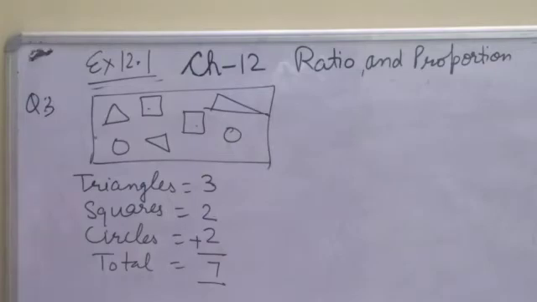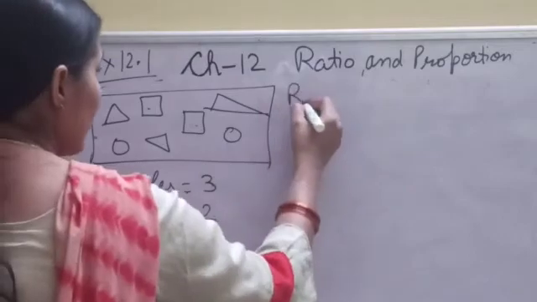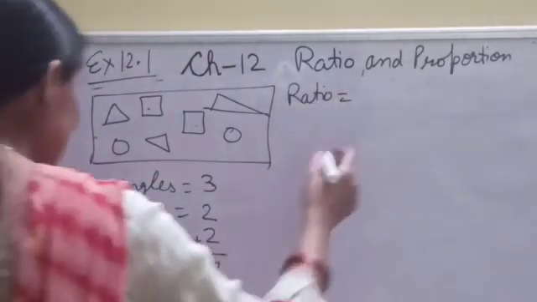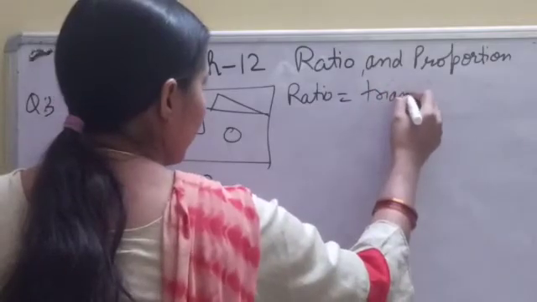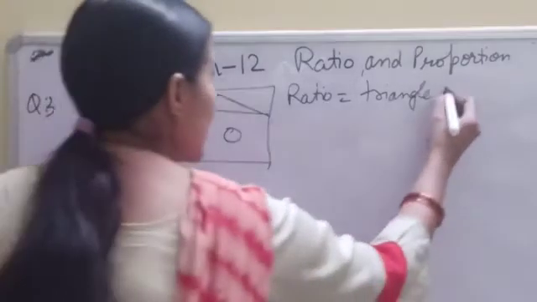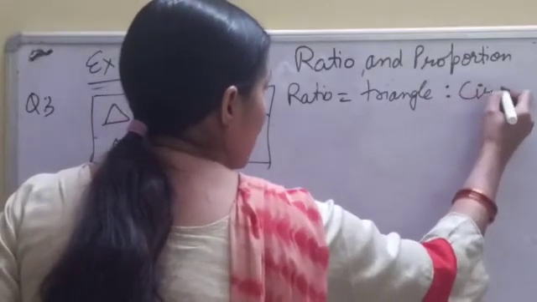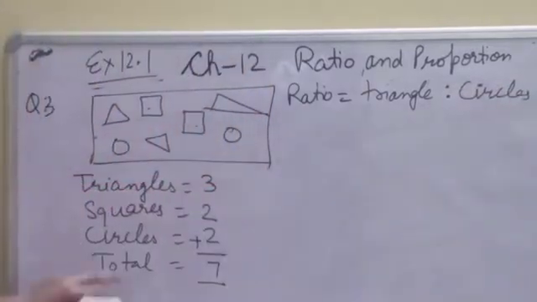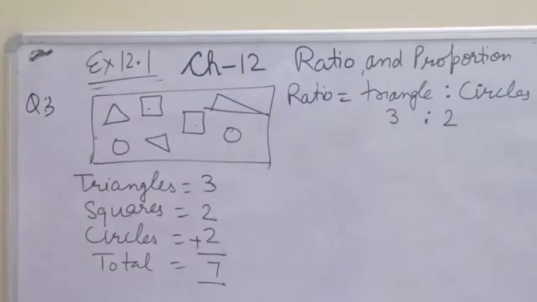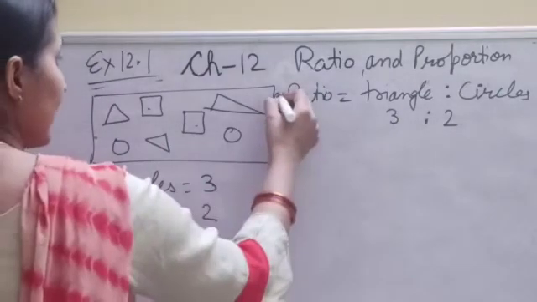So the question is, see the figure and find the ratio of. First we have to find the ratio of triangles. With whom do we have to compare? Triangles to the number of circles. So we have to compare with circles. Triangles are 3 and circles are 2. Cutting is not possible, so that will become your answer.